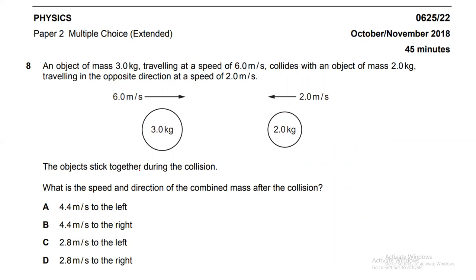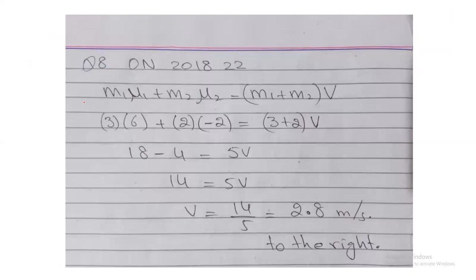So the momentum before the collision is equal to the momentum after the collision. If you suppose this is positive, then this will be negative. If you suppose this is negative, then this will be positive. So it will be m1 u1 plus m2 u2 is equal to (m1 plus m2) into v, when they stick together. So that will be 3 into 6 plus 2 into minus 2. Why am I putting minus 2? On the diagram I explained to you.